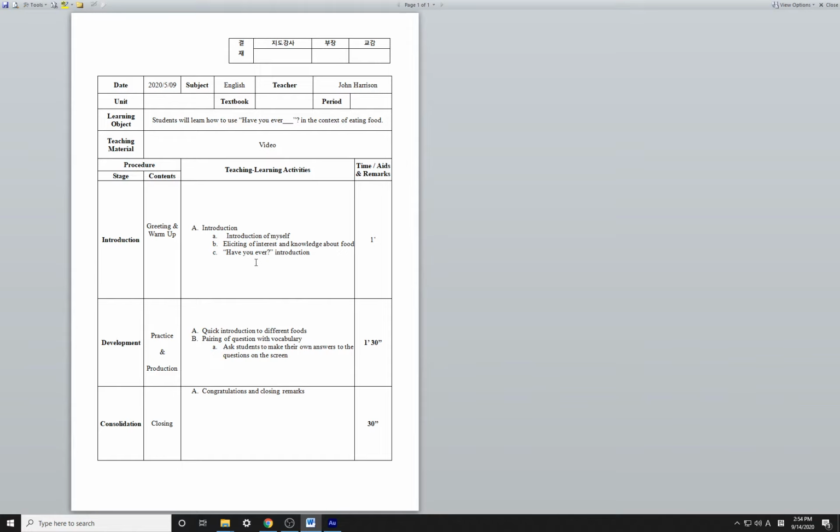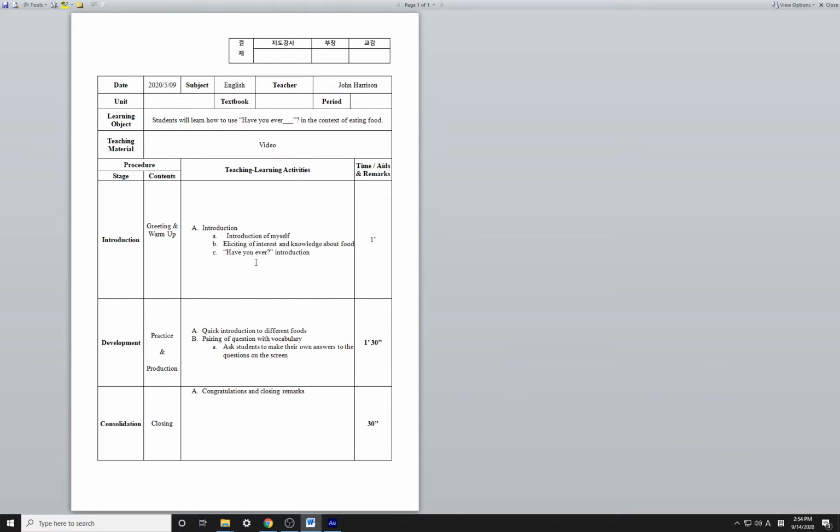And here, we go to development. I use the phrase development, and this is the 1 minute and 30 seconds, so to speak, the largest section of the lesson. The development section of a lesson is the largest. That's where the practice and production, the teaching and the main activity lies within your lesson. So this is the largest chunk of any one lesson.